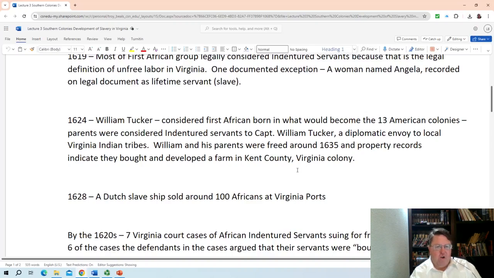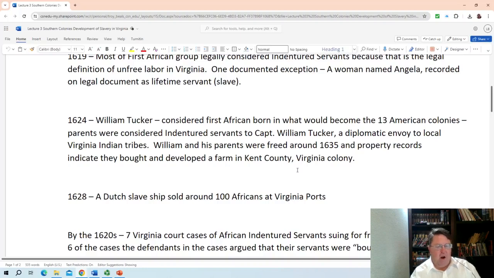I'm not big on firsts, but historically, Virginia Dare is considered to be the first English person born in what would become the 13 colonies. Kind of the first European American, I guess you could say. William Tucker is interesting because he's generally considered to be the first African born in the 13 colonies.